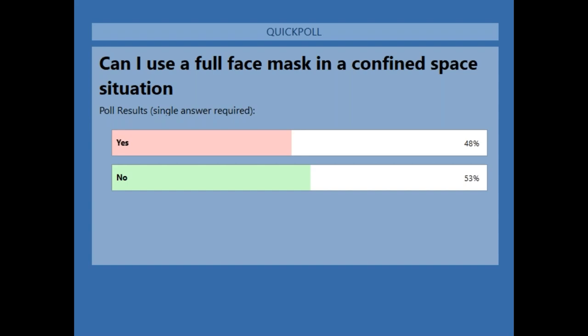The most important reason is that with a full face mask with gas filters in a confined space situation, there could be a lack of oxygen. Using a full face mask with gas filters is not really recommended because it's not well ventilated, and there's a potential of high concentration of contaminants and a lack of oxygen situation. Okay, so let me go back to the main message.